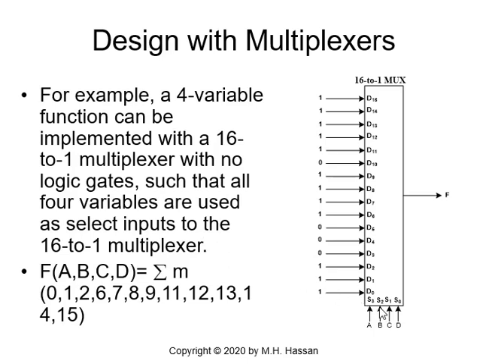So if we use these select inputs, we have the most significant bit S3, and we have A, B, C, and D connected to S3, S2, S1, S0. And we have the data lines and F, the output line. So how do we implement this? Let's assume the function given to us is f of A, B, C, D equals the sum of the minterms 0, 1, 2, 6, 7, 8, 9, 11, 12, 13, 14, 15.